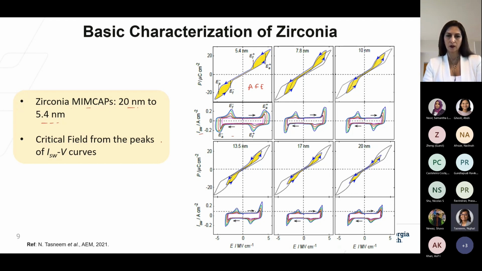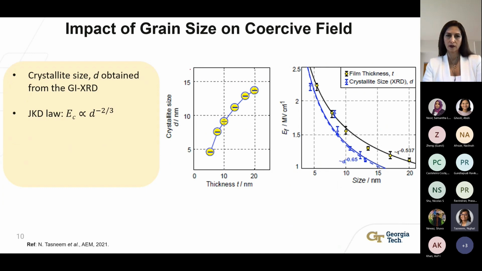Then with the help of our collaborator, we were able to extract the critical crystallite size or grain size of all the zirconia samples from their XRD data, shown by this figure over here. The results showed that these crystallite sizes or grain sizes follow a predictive law known as the Janovec-Kay-Dunn law, or JKD law, which indicates that the critical switching field in these devices is proportional to the negative 2/3 power of the grain size, shown by this figure over here.